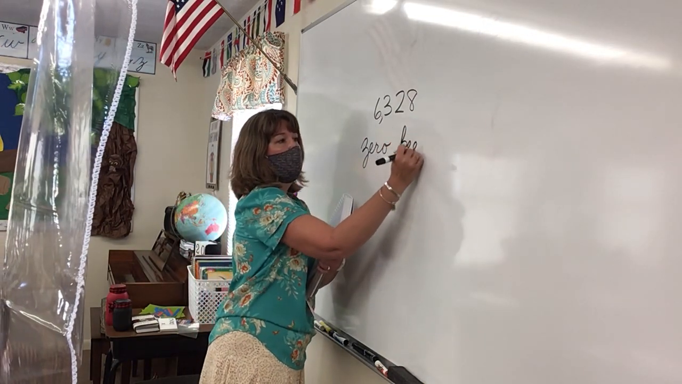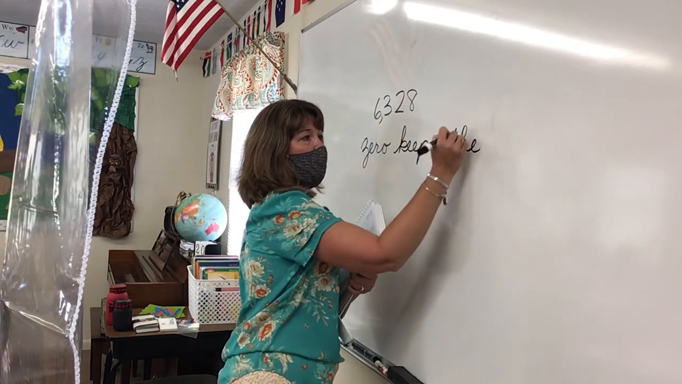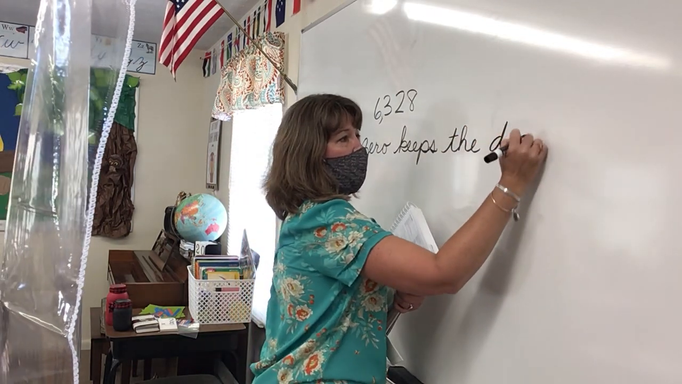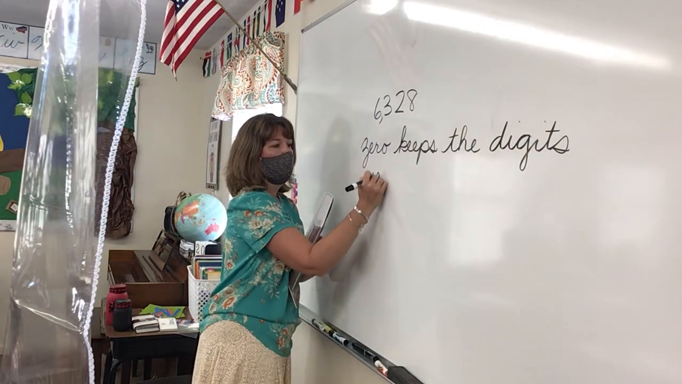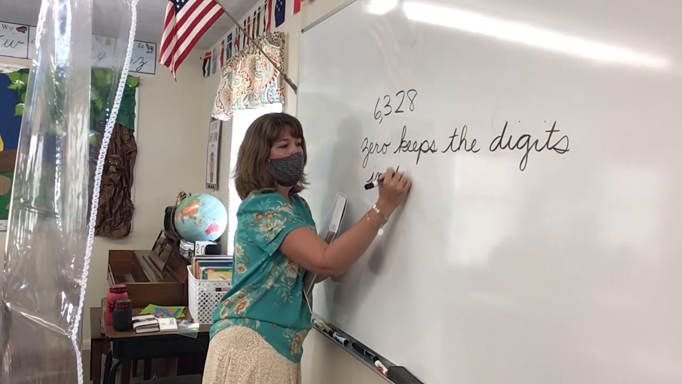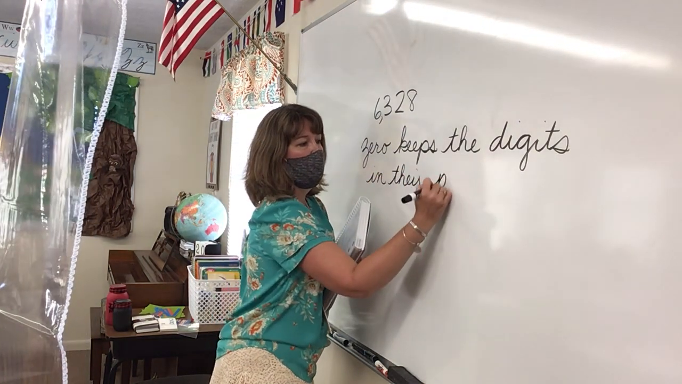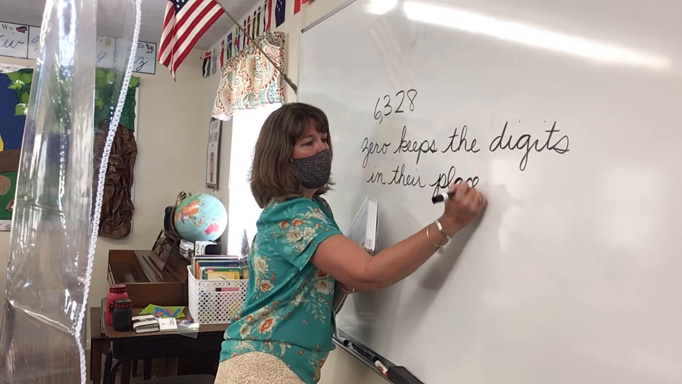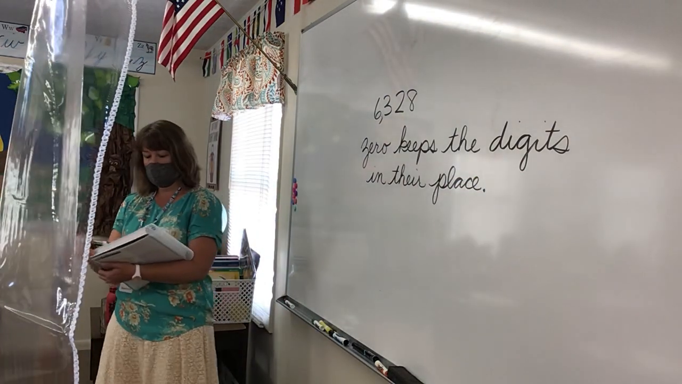So a 0 keeps digits in place. Yeah, in their place. That's good. Zero keeps the digits in their place.